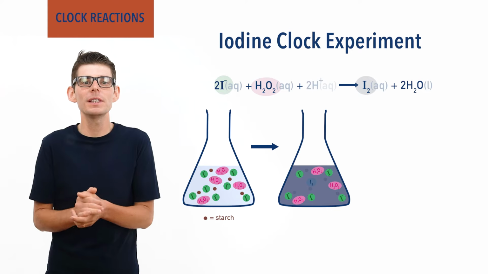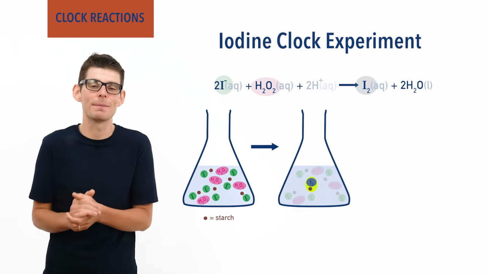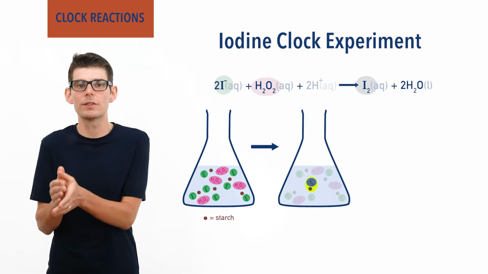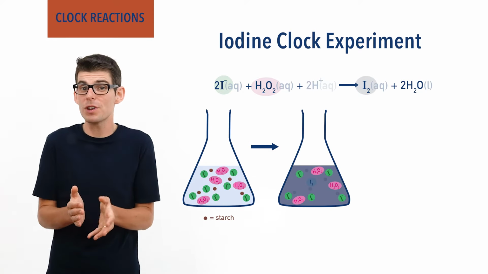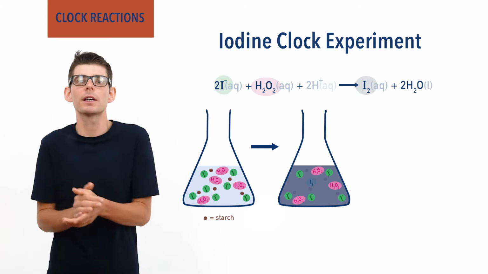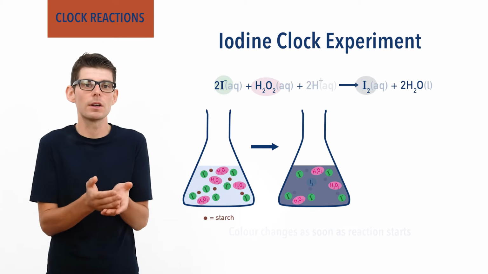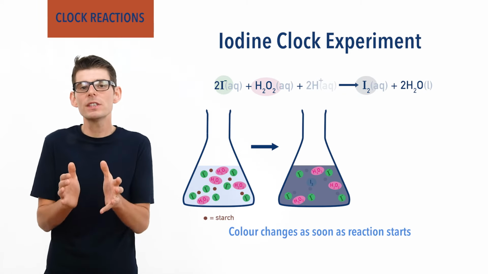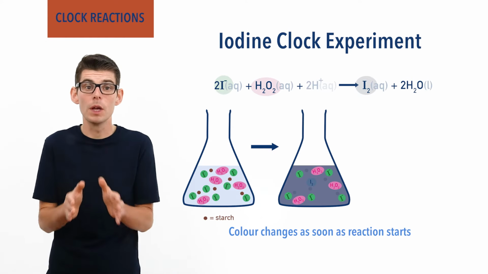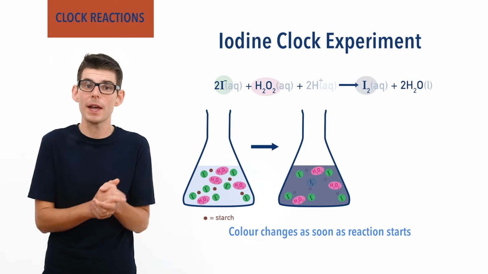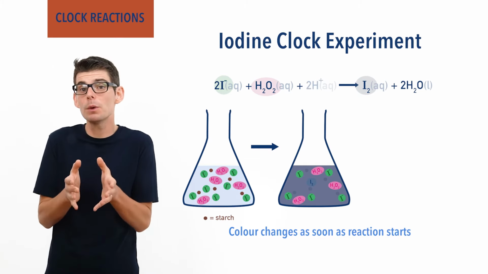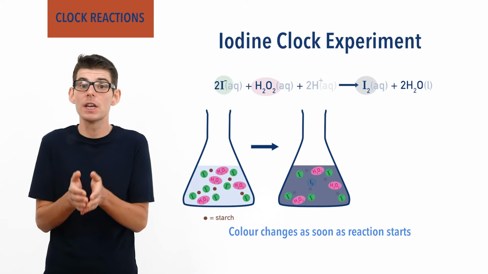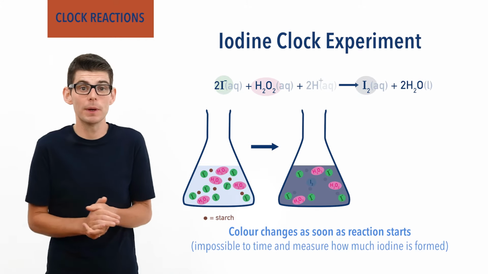However, it only takes a tiny, tiny amount of iodine to change the colour of starch indicator, meaning the colour of the solution changes pretty much instantly when the iodide ions and hydrogen peroxide start to react. This makes it virtually impossible to measure the initial rate of the reaction, as the colour change happens too quickly to measure, and we don't know exactly how much product has been formed at this point anyway.